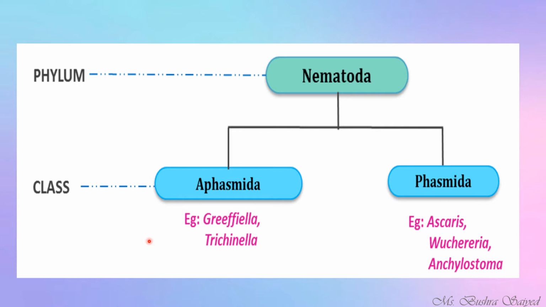Examples of Aphasmida are Trichinella. In Phasmida, the animals are Ascaris, Wuchereria, and Ancylostoma.